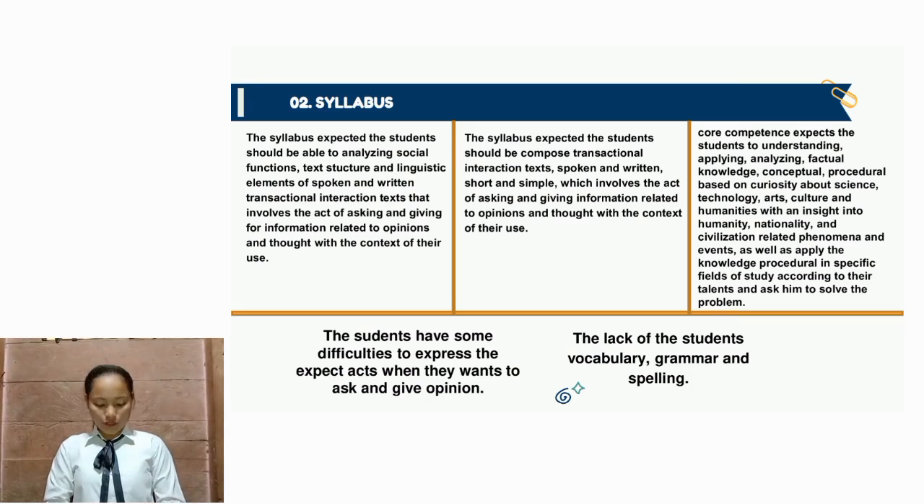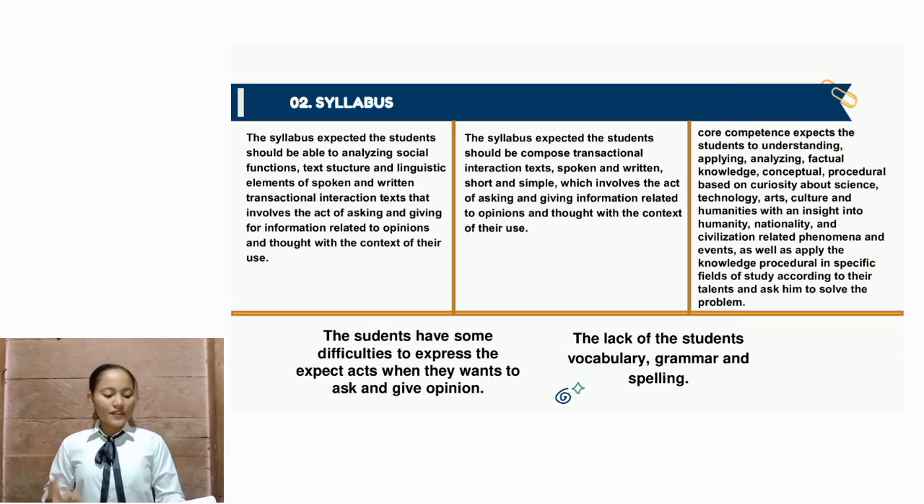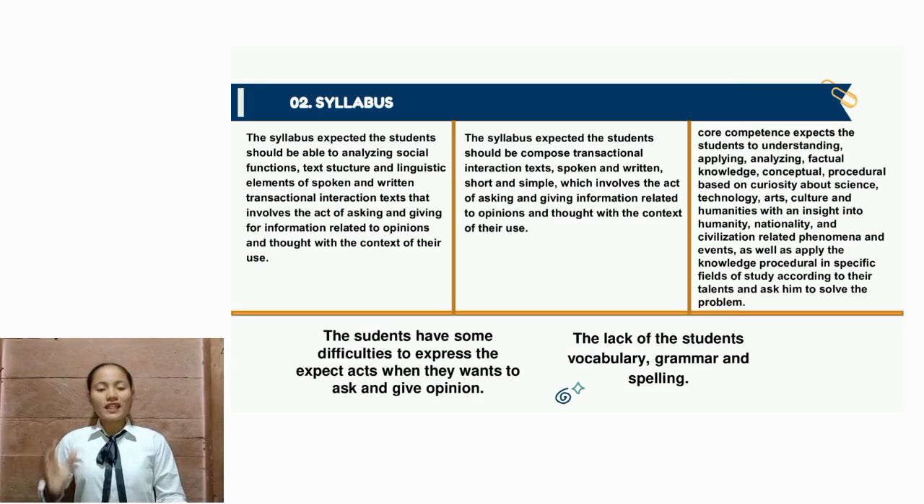Besides that, in the core competence, the students are also expected to understand, analyze, and apply factual, conceptual, and procedural knowledge based on curiosity about science, knowledge, technology, arts, culture, and humanities, with an insight into humanity, nationality, and civilization related to phenomena, as well as apply procedural knowledge in specific fields of study according to their talents, and to solve problems.